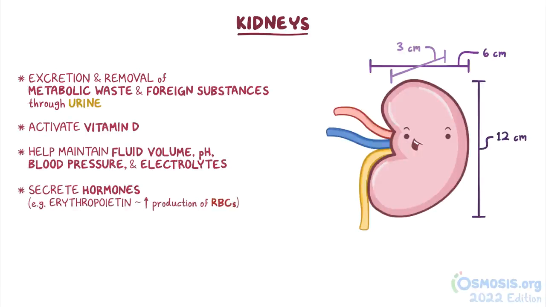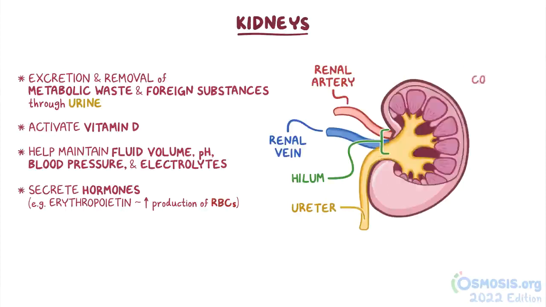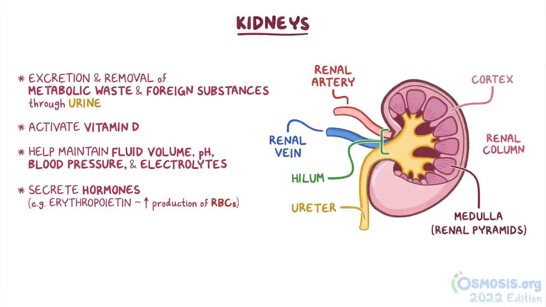The medial border of each kidney has a concave area called the hilum. This is where the ureter exits the kidney, and renal artery, renal vein, and lymph vessels enter and exit the kidney. The functional tissue of the kidney, or parenchyma, has an outer renal cortex and inner renal medulla. The medulla is organized into cone-like structures called renal pyramids and renal columns in between the pyramids, which are extensions of the renal cortex.